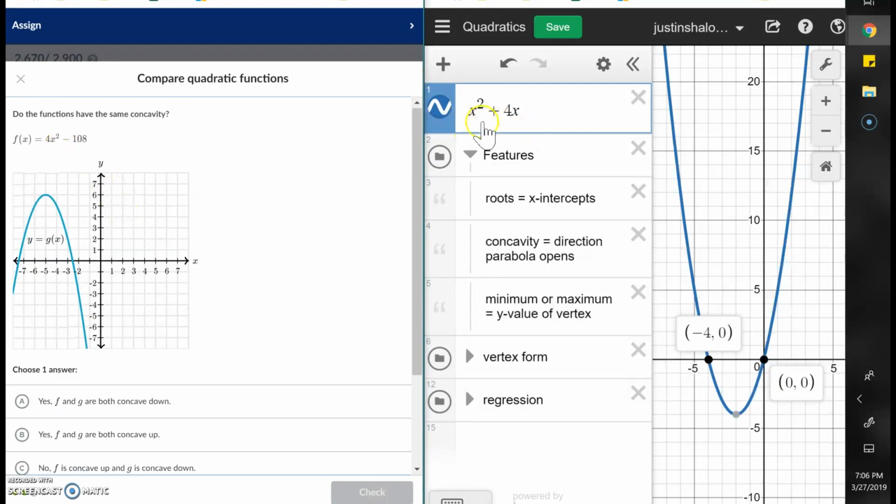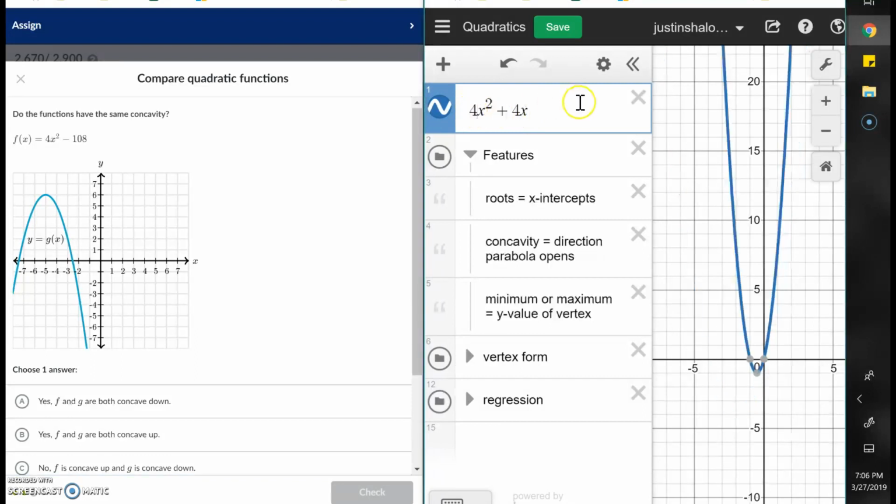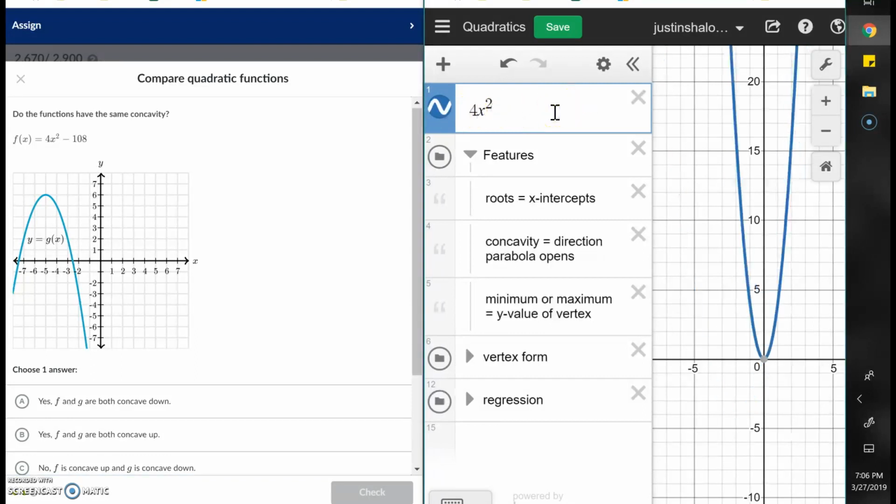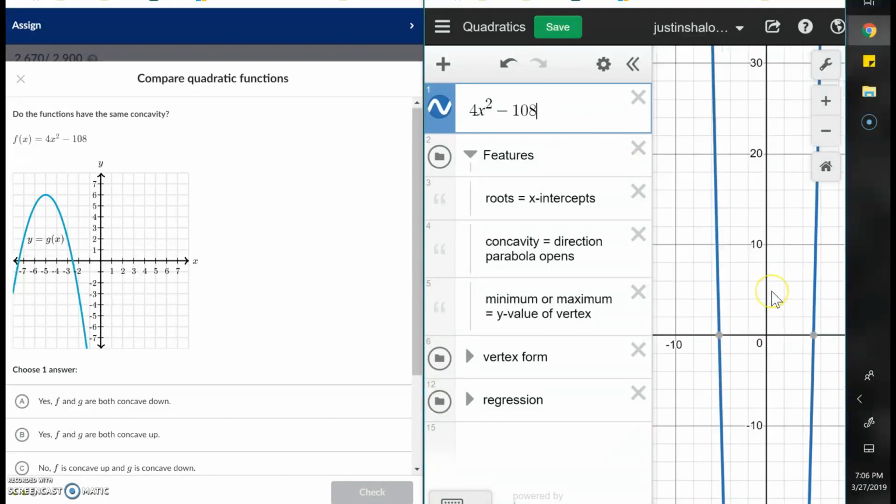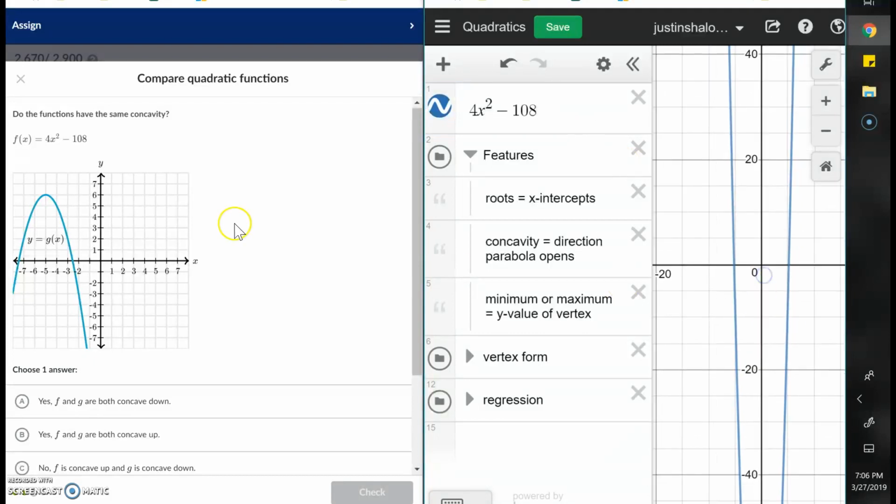Okay, again, let's go ahead and graph the function that's given to us so we can see what it looks like. And I'm going to go ahead and zoom out a little bit. We're talking about concavity here. Concavity refers to the direction the parabola opens.